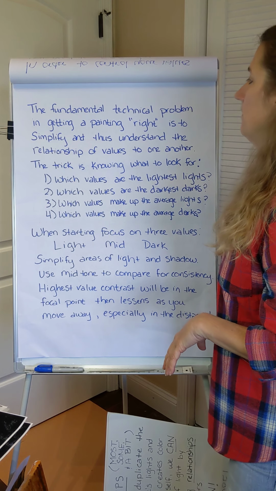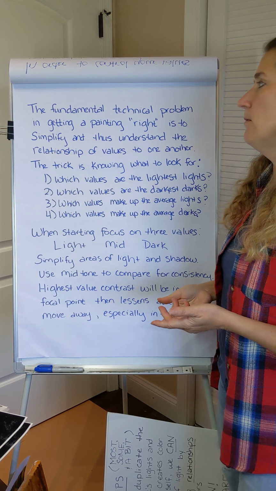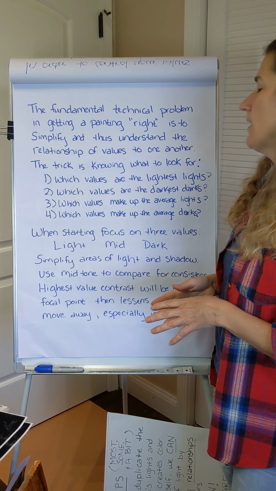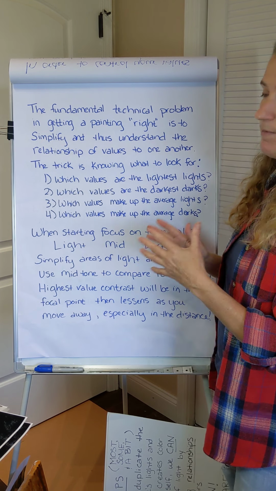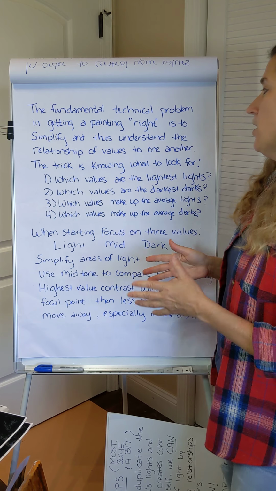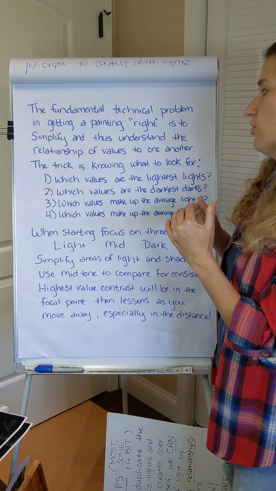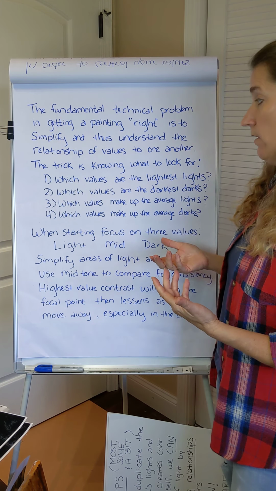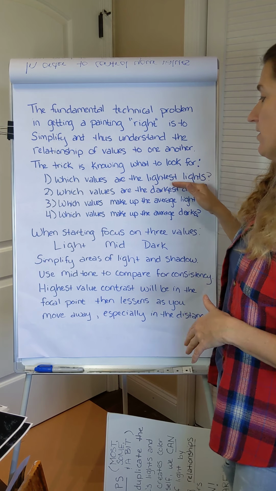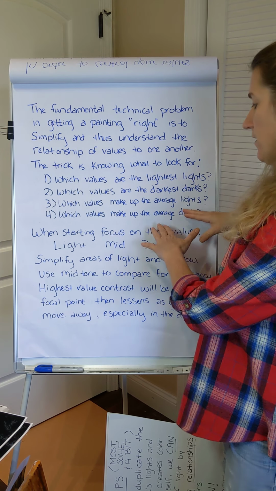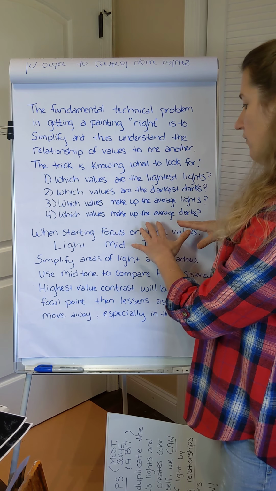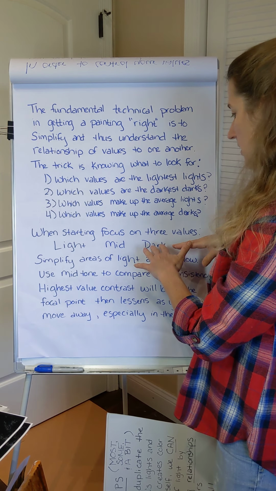So, the fundamental technical problem that a lot of people have, especially when they're starting and getting a painting right, is to be able to simplify and understand the relationships of the values to one another. So when you're learning how to squint, the trick is knowing what you're looking for. You want to know which values are the lightest lights, which values are the darkest darks, which values make up the average lights, and which values make up the average darks.